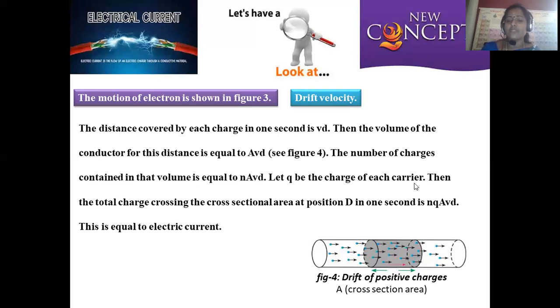Let q be the charge of each carrier. Each electron is carrying a certain extent of charge, that is denoted with q, right? Then the total charge crossing the cross-sectional area at a position in a second is given by nqAVd. n denotes what? Charge density. q is the charge carried by the individual electron, and A is the area of cross section. Vd is nothing but drift velocity, right?